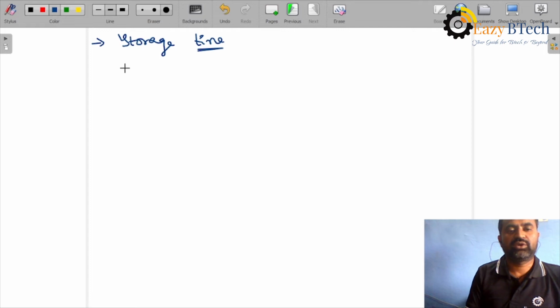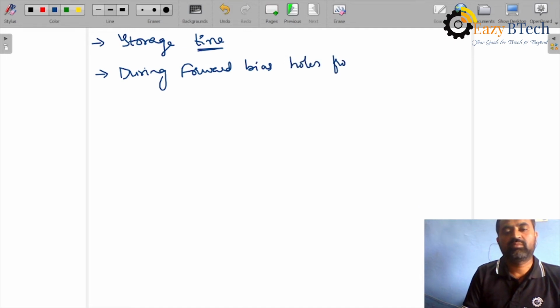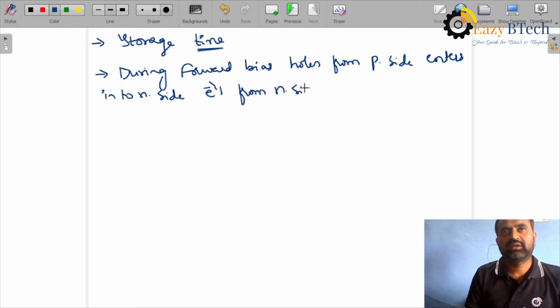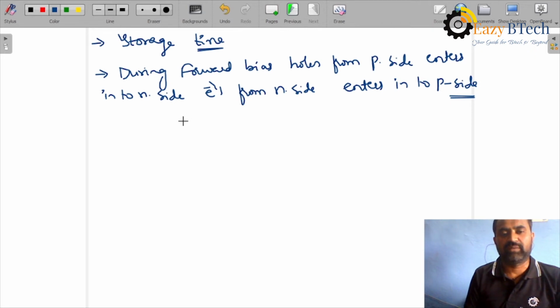Okay, now you can see the diode is there. During forward bias, what happens? Holes from the P side enter into the N side. Electrons from the N side enter into the P side. This is the actual action that happens in forward bias.